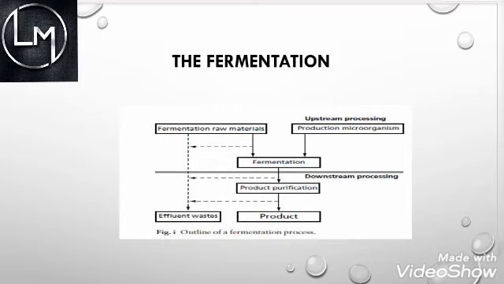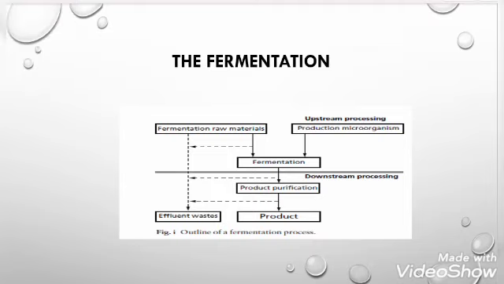In the downstream processing, what we do is the product that is produced is purified and we get the desirable end product that is ready to use. And if we have a sufficient amount of waste product, that is again used in the fermentation as a fermentation raw material in the fermentation process.